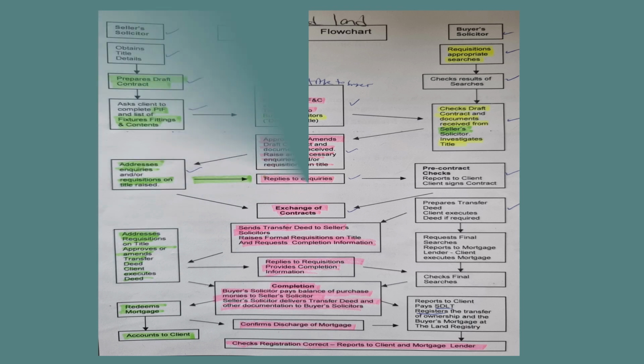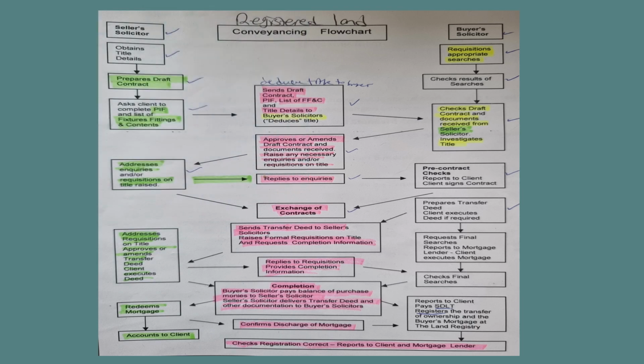Here we have an example of a conveyancing flowchart. This flowchart highlights the 5 stages of a conveyancing transaction. The first stage, which is the pre-exchange of contract. The second stage, which is the exchange of contract. The third stage, which is the pre-completion stage. And the fourth stage, which is the completion stage. And finally, we have the post-completion.